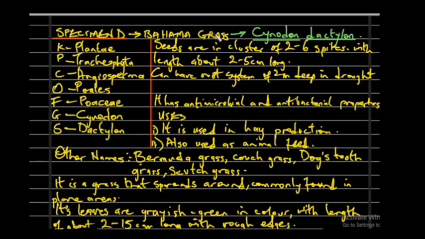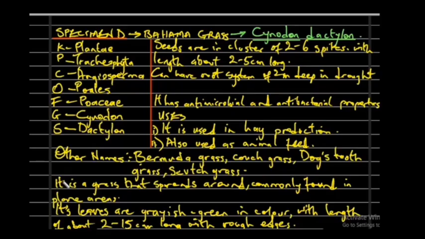That's the Bahama grass. Classifying it, it is a plant, so it belongs to the kingdom Plantae, the Tracheophyta as phylum. The class is the Angiosperma, the order is Poales, the family is Poaceae, the genus is Cynodon, and then species is dactylon. So with this genus and species, we can have its botanical name to be Cynodon dactylon.